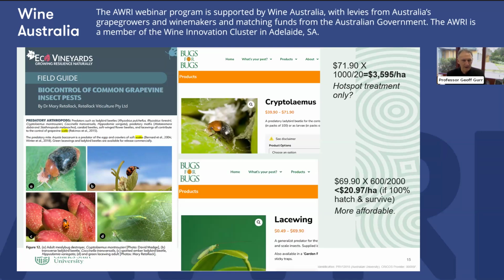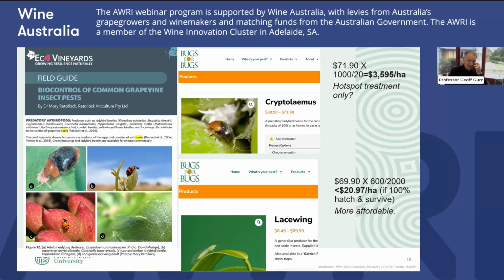The other natural enemy, the other predator that's available commercially and is considered to be useful against scale insects is the green lacewing. Now here, trying to estimate the costs is tricky because they are sold as eggs. And if we were to make the assumption that every egg successfully develops into an actively predating larva or adult, then the cost of that would be quite reasonable, about $20 per hectare.